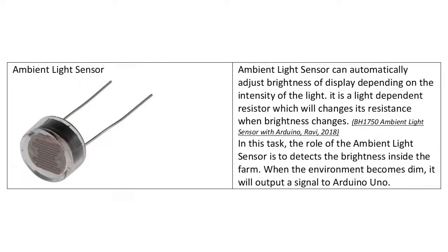This is the second input component, the ambient light sensor. An ambient light sensor can automatically adjust the brightness of the display depending on the intensity of the light. It is a light-dependent resistor, which will change its resistance when brightness changes. In this task, the role of the ambient light sensor is to detect the brightness inside the farm when the environment becomes dim. It will output the signal to Arduino Uno.